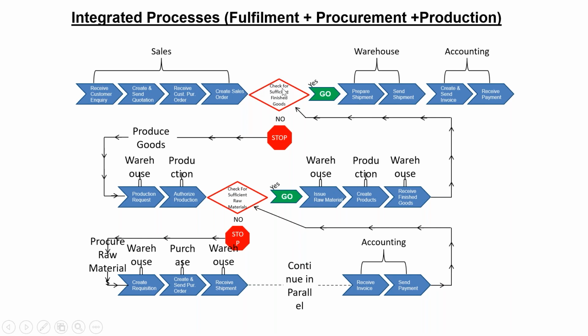When the system checks for the availability of the finished goods, if the finished goods are available, you will prepare the shipment, you will send the shipment to the customer, then you will send the invoice along with your shipment, and you will receive the payment from the customer. So this is a straight cycle that is completed.